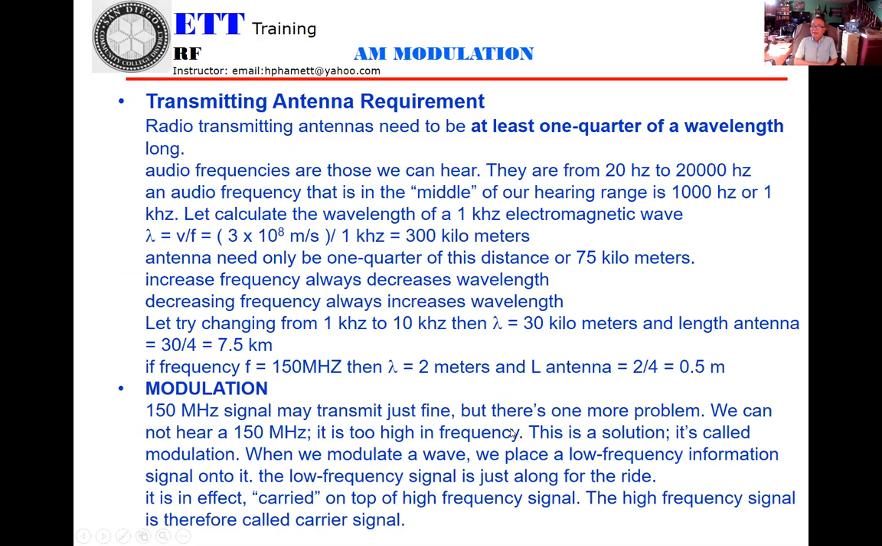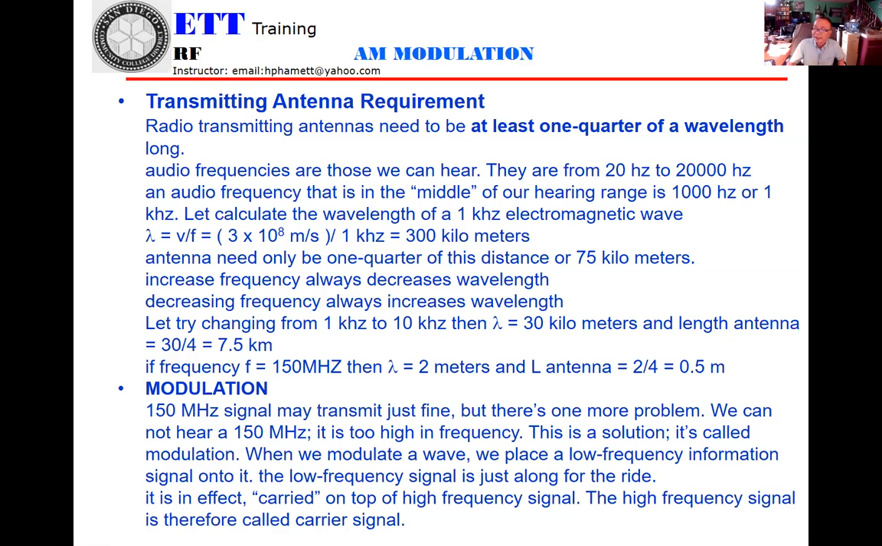Transmitting antenna requirement. They're talking about if you want to make an antenna, then you need to understand that a radio transmitting antenna needs to be at least 1/4 of the wavelength long. That means depending on the wavelength, you can build the antenna.